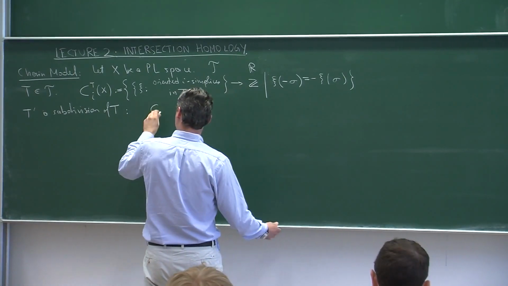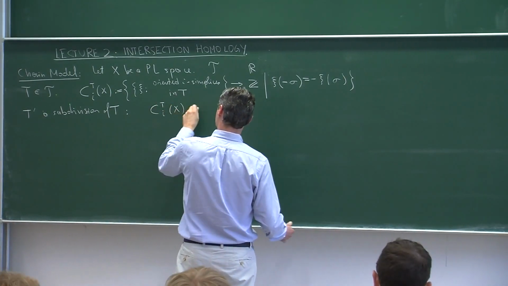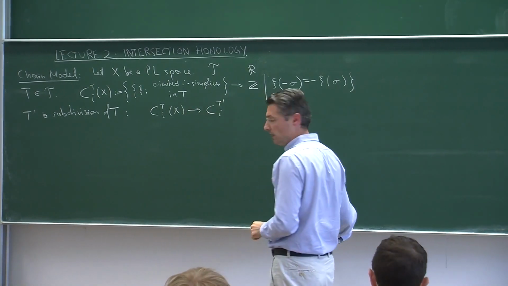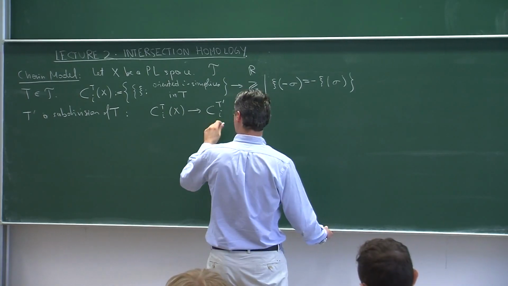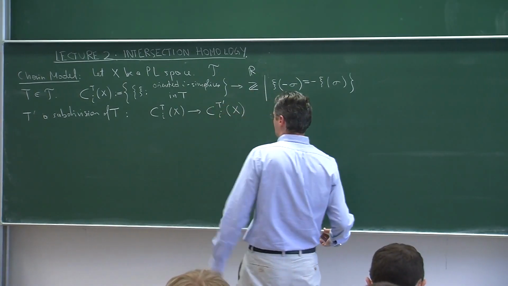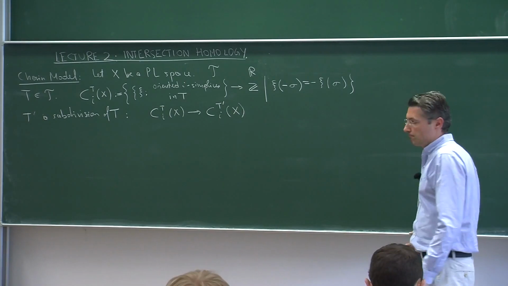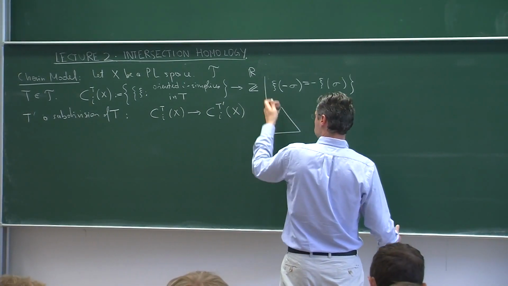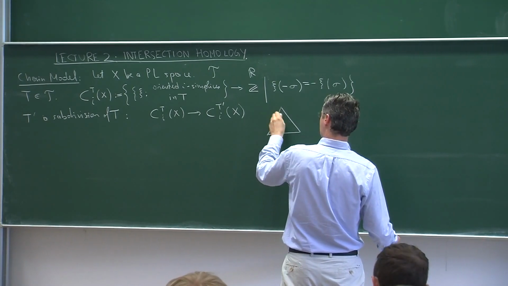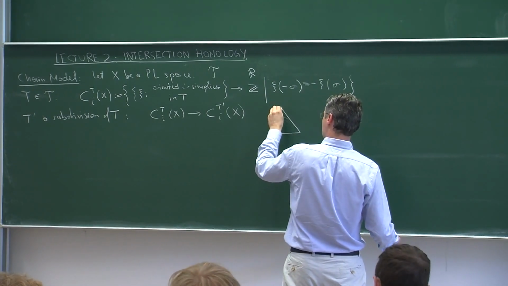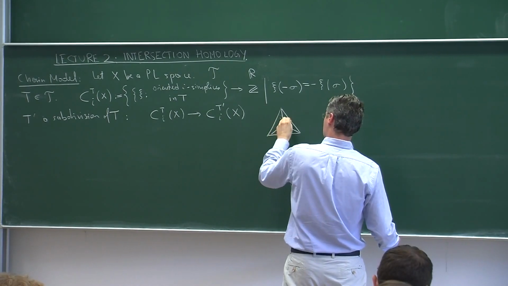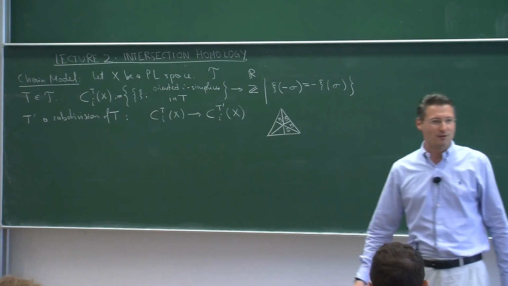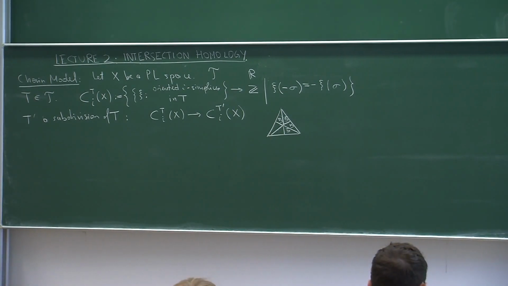Now, of course, if you change the triangulation, so if T prime is a subdivision, then evidently there is a canonical map to the chains with respect to the subdivided triangulation, because you can simply subdivide the chain. Suppose the chain assigns the number 5 to this simplex. Now, if the simplex gets subdivided somehow, then you simply assign 5 to all of these. So there's an obvious way to make a map.